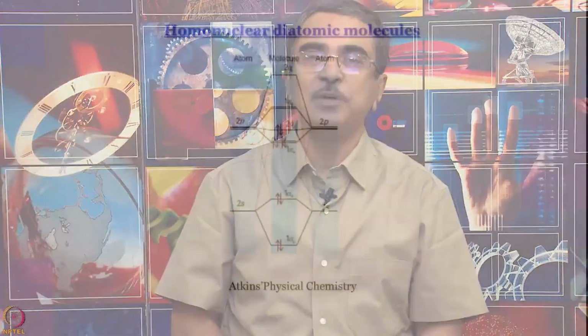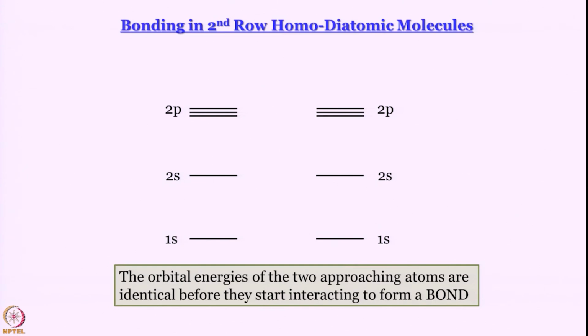We are discussing homonuclear diatomic molecules. We have already talked about things like H2 plus, H2, He2 plus and even He2, which is not really a molecule but shows some energy minimum. Now we are going to talk about a little bigger homonuclear diatomic molecules, things like F2, N2 and so forth. Now the moment we discuss second row homonuclear diatomic molecules, a problem creeps in.